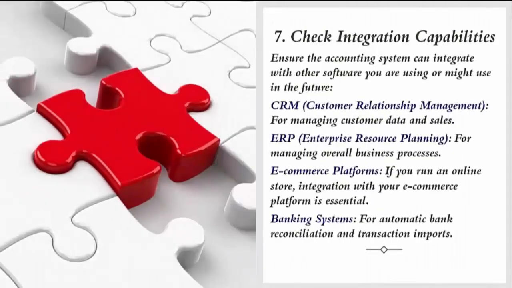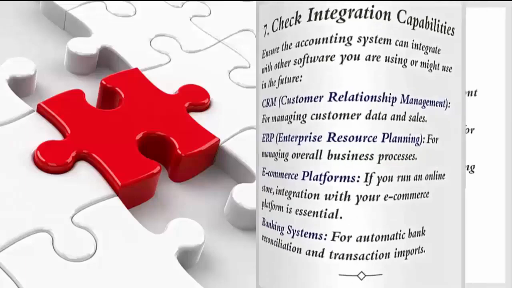7. Check integration capabilities. Ensure the accounting system can integrate with other software you are using or might use in the future. CRM, Customer Relationship Management, for managing customer data and sales. ERP, Enterprise Resource Planning, for managing overall business processes. E-commerce platforms. If you run an online store, integration with your e-commerce platform is essential. Banking systems for automatic bank reconciliation and transaction imports.